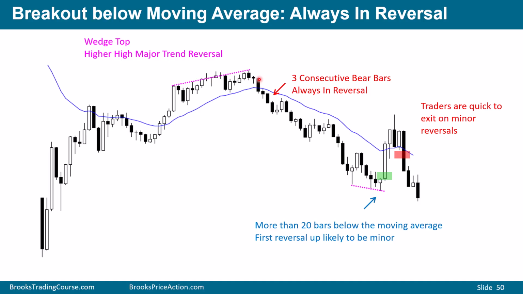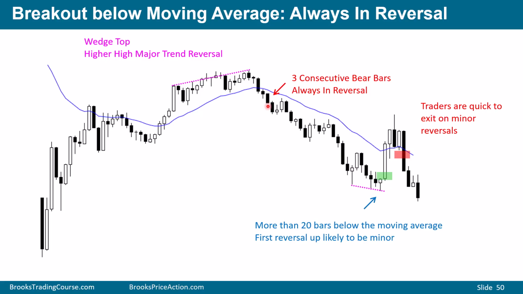When you see a big bear bar closing below the moving average, and then you see follow through here and here, this is a very big problem for the bulls. Bulls were hopeful that the market would stabilize at the moving average, and instead of stabilizing, the market is actually breaking below the moving average and finding follow through. That increases the chances that the first reversal up will be minor.